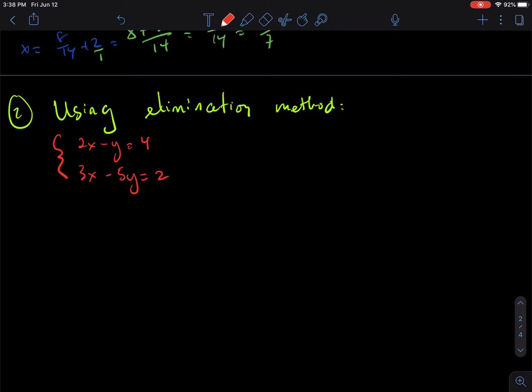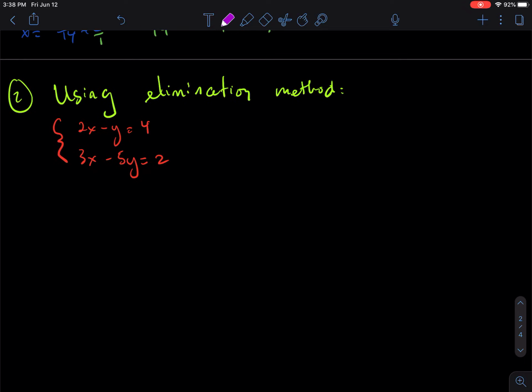So what we're going to do is pick one variable to eliminate. I'm going to go ahead and choose y to eliminate. What that means is if I add these two equations to create a third equation, the y variable should completely get canceled out. Notice that I have negative y and negative 5y. If I add these two right now, the y doesn't cancel out. So I need to manipulate them before I add, so that the y term cancels out.